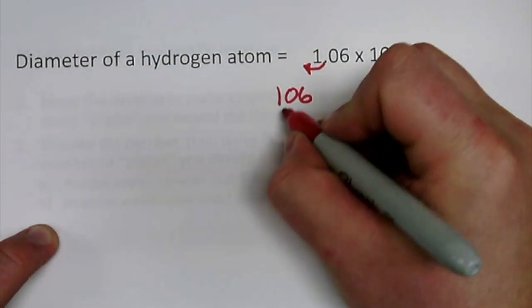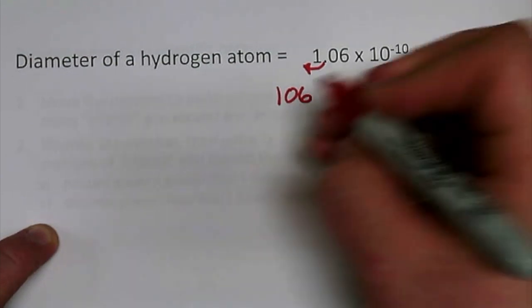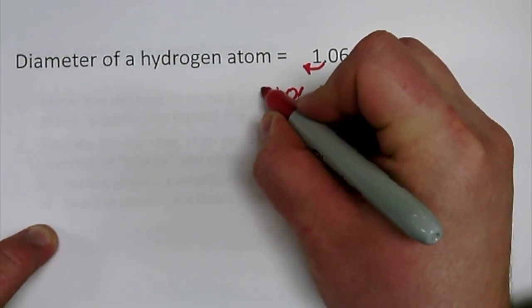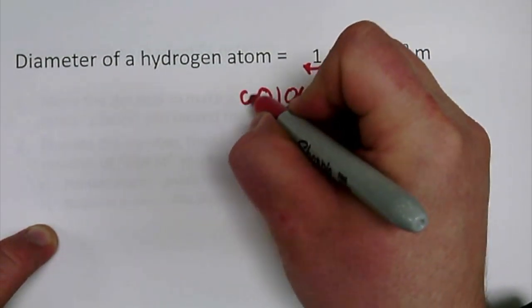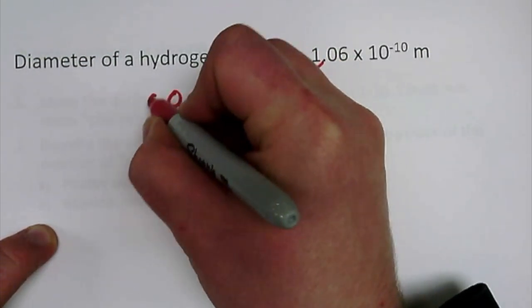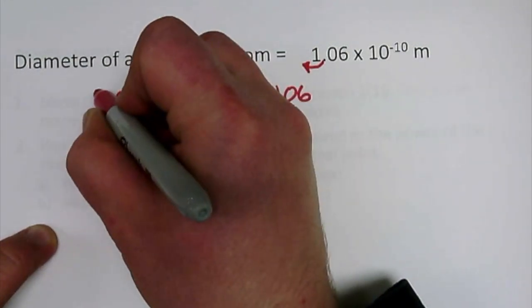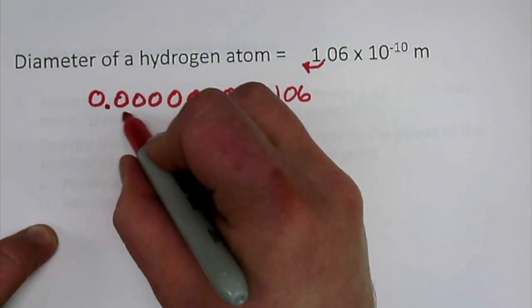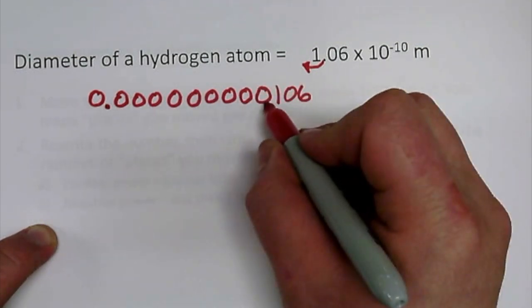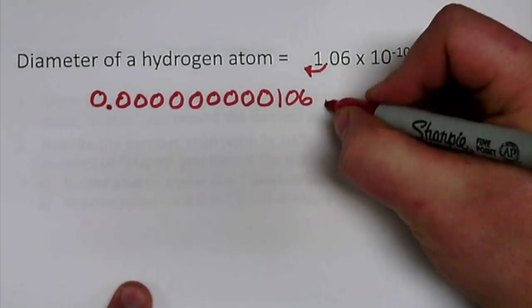So I've moved it once already. Now I'm going to start adding zeros. I'm going to go 10 spots. So that counts as 1. So this first 0 is 2 spots. 3, 4, 5, 6, 7, 8, 9, 10. And then there's my decimal place right there. Okay, so it's 1, 2, 3, 4, 5, 6, 7, 8, 9, then the 1, 0, 6. Okay, meters.